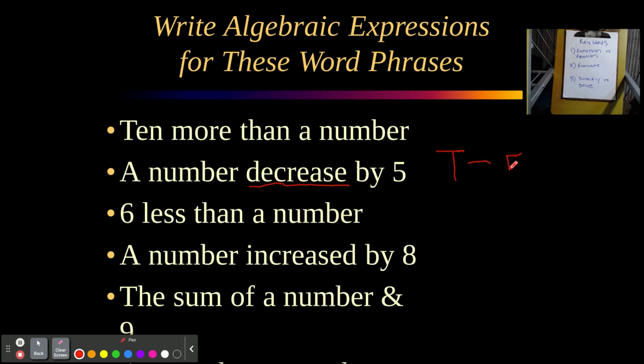There we go. And that's how that would be written from an English sentence to a math sentence, an algebraic expression. Then you're going to finish the rest in the same way. 6 less than a number, you're going to use subtraction. The key words here are "less than," so you're going to use subtraction.